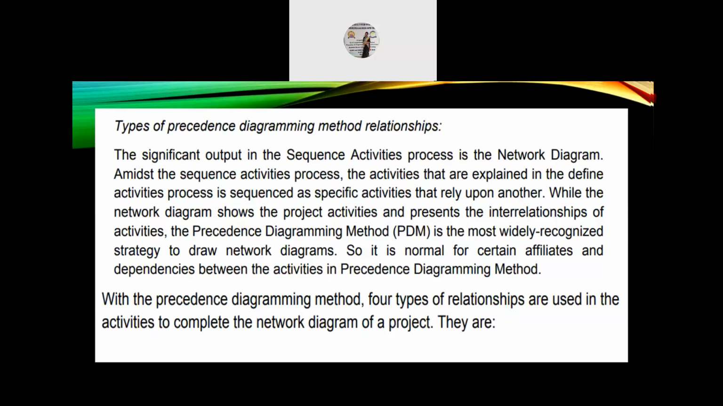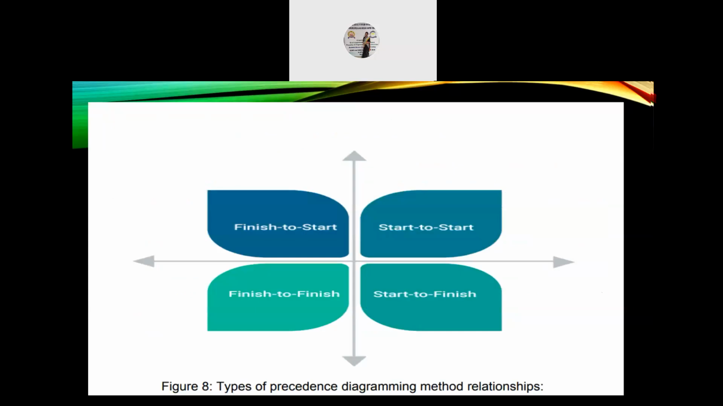So it is normal for certain affiliates and dependencies between the activities in the precedence diagramming method. With the PDM method, four types of relationships are used in the activities to complete the network diagram of a project, and they are here. You can see start to start, start to finish, finish to start, and finish to finish. So these are the types of precedence diagramming method relationships.